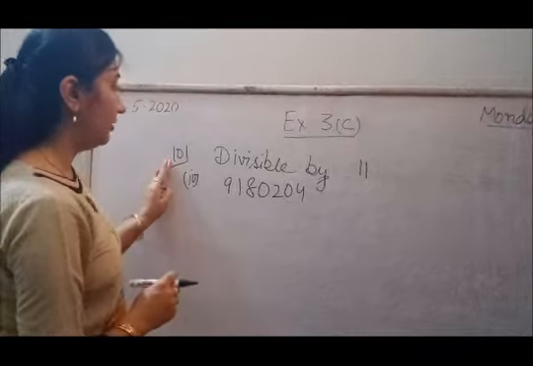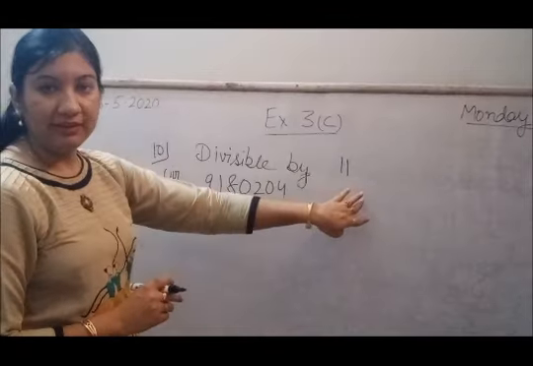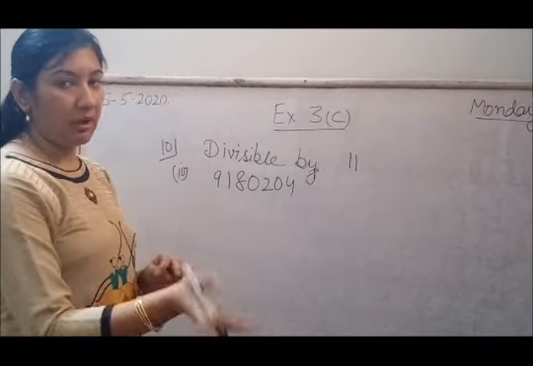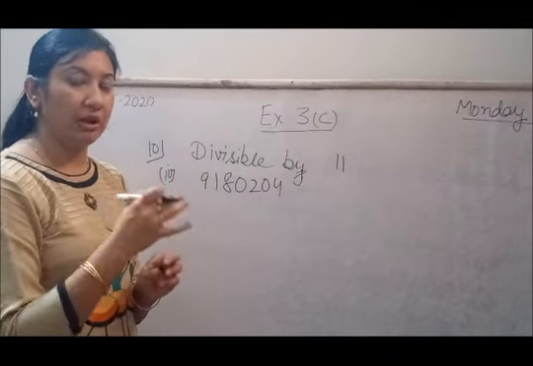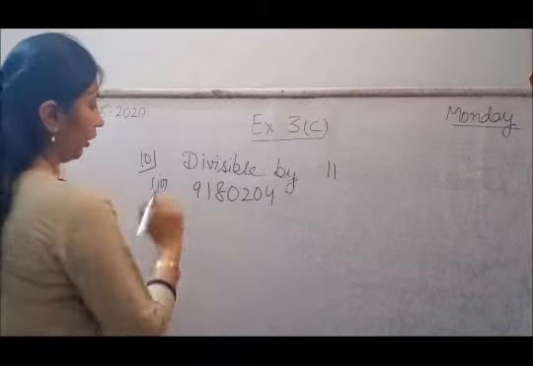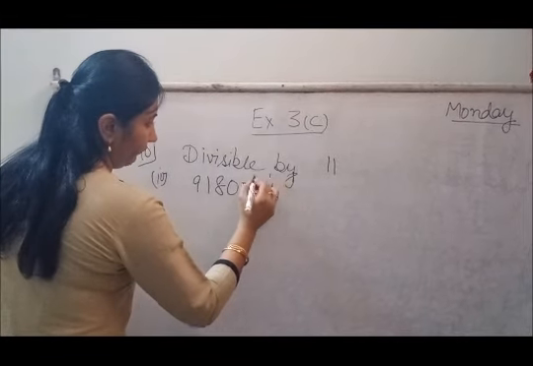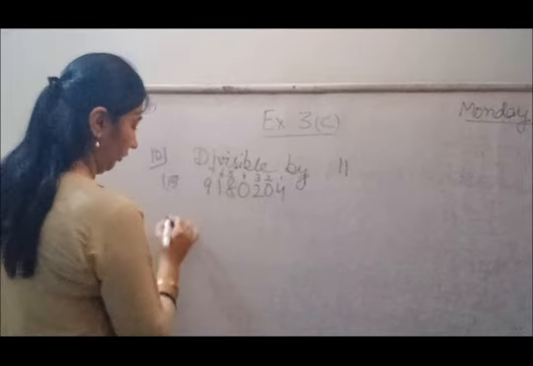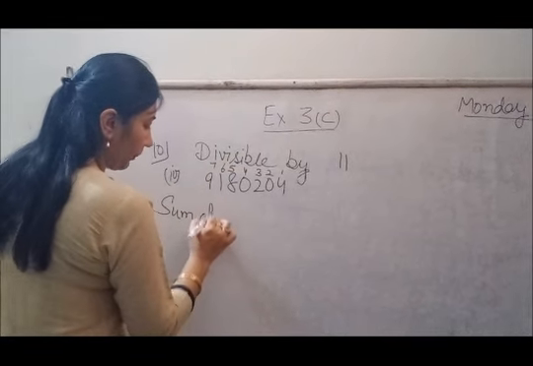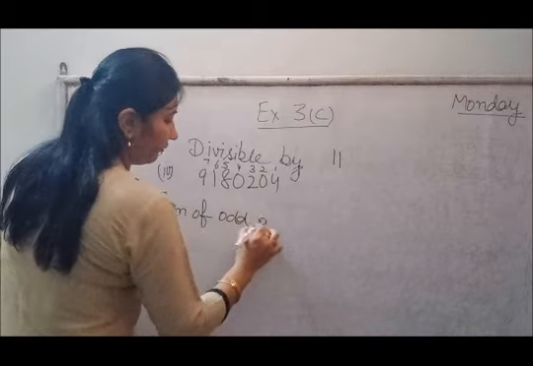Next, question number 10. You have to check divisibility by 11. What was the rule? The sum of the digits at even places minus the sum of the digits at odd places. Now write the places 1, 2, 3, 4, 5, 6, 7. Sum of odd places digits.